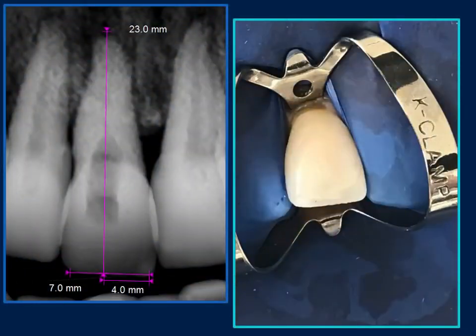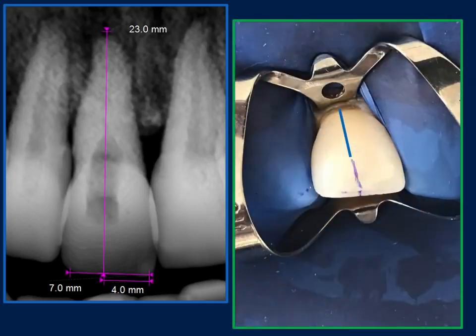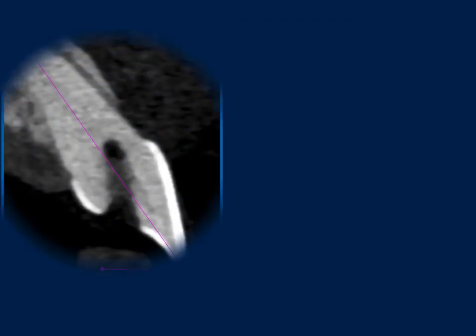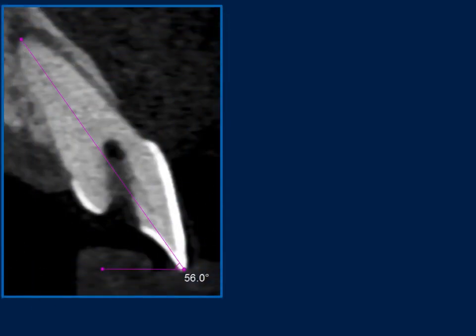This is the natural tooth here. I will take my pen and make those lines. The first line is the longitudinal line, which is 23 millimeter, in the middle. Then half the width of the crown, which is 3.5 millimeter. Now I need the angle, which is 56 degrees.